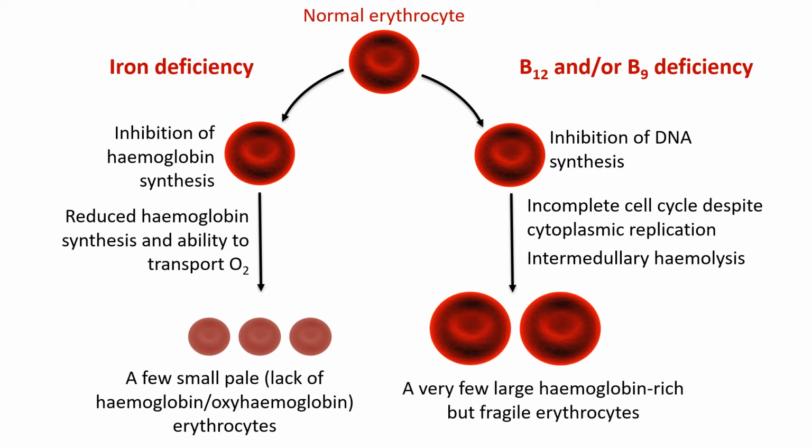Those that are released are macrocytic, they're large, we have few of them. They are hemoglobin rich, so unlike iron deficiency, we've got plenty of hemoglobin, but they are also very fragile. So remember, they are prone to rupture or to apoptosis.